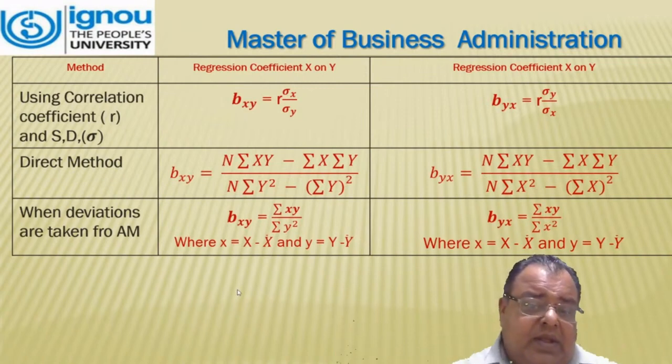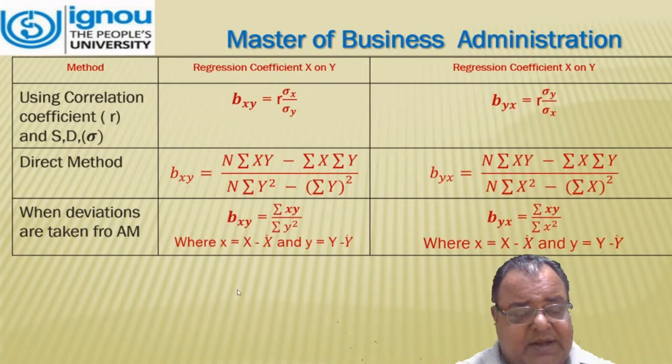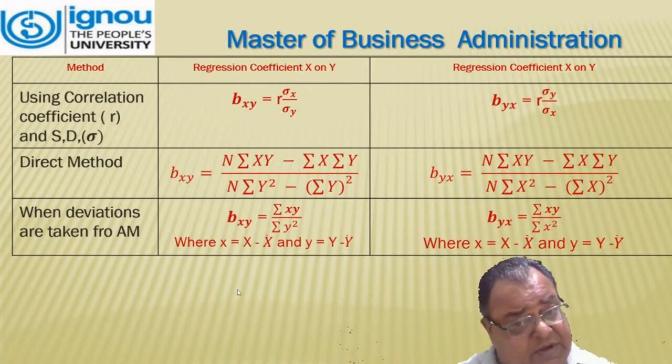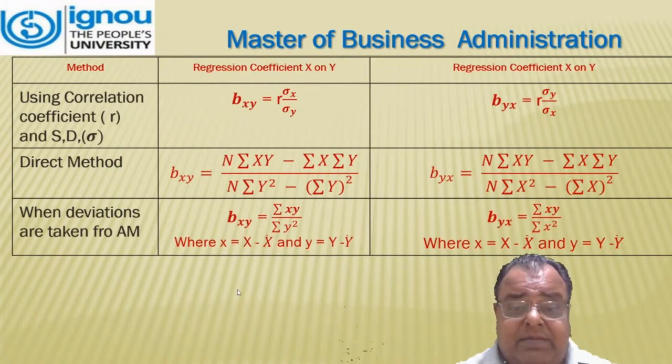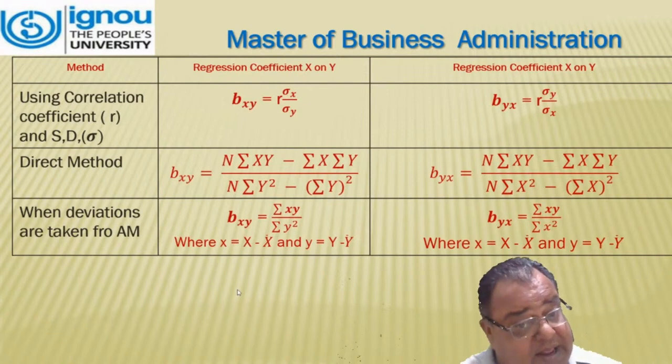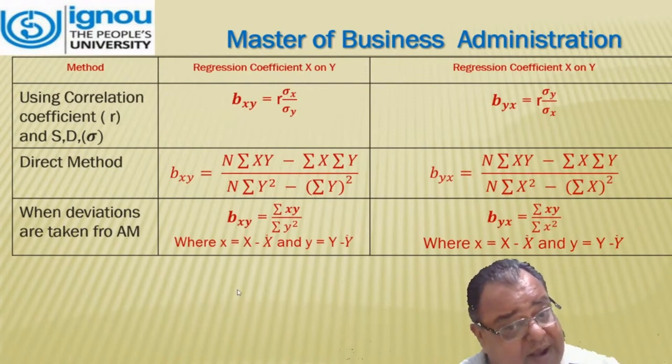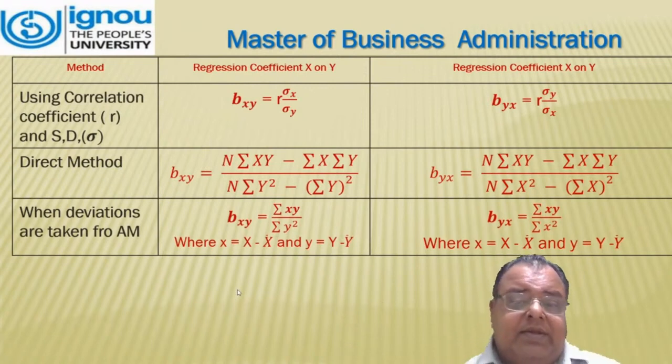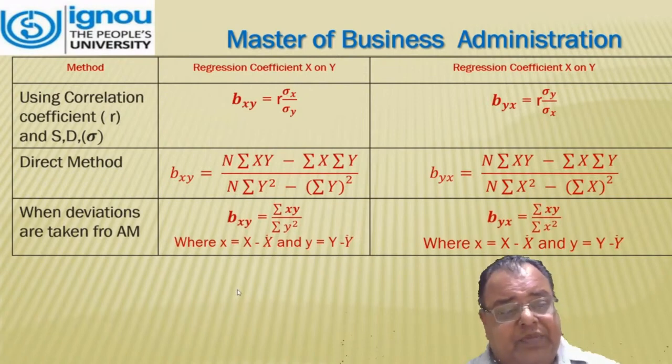Now, if we don't have the standard deviation, we apply the direct method, that is, bxy equal to n times summation xy minus summation x summation y, upon n times summation y square minus summation y whole square. Again, keep one thing in mind: there is a difference between summation y square and summation y whole square. Similarly, for byx, we just replace x with y.